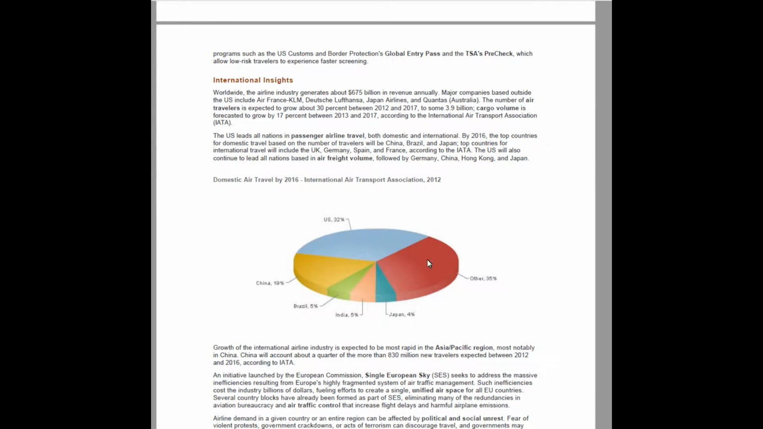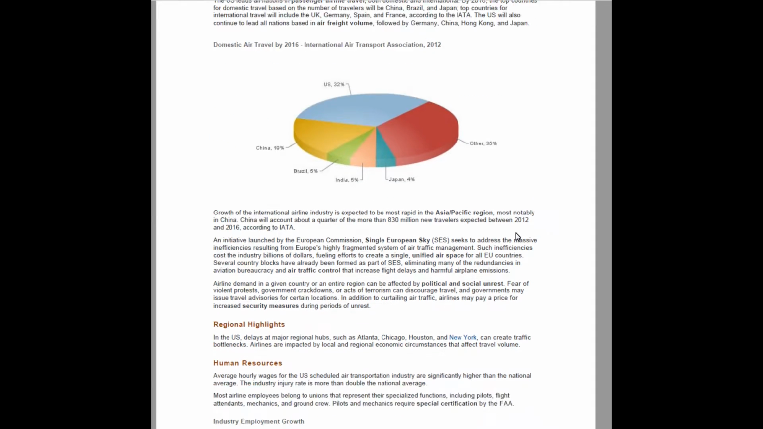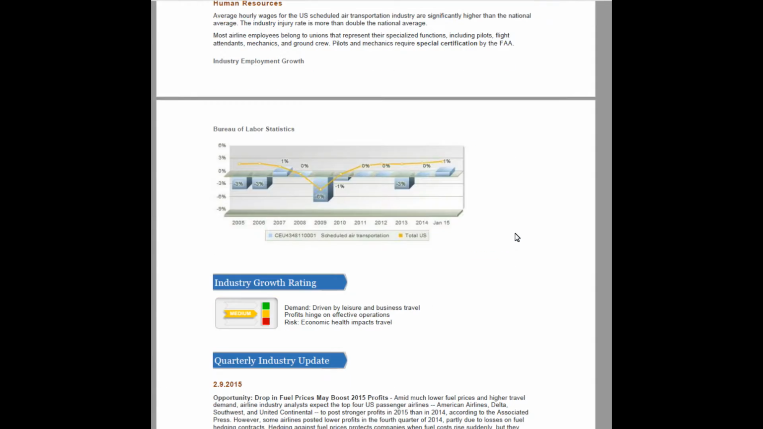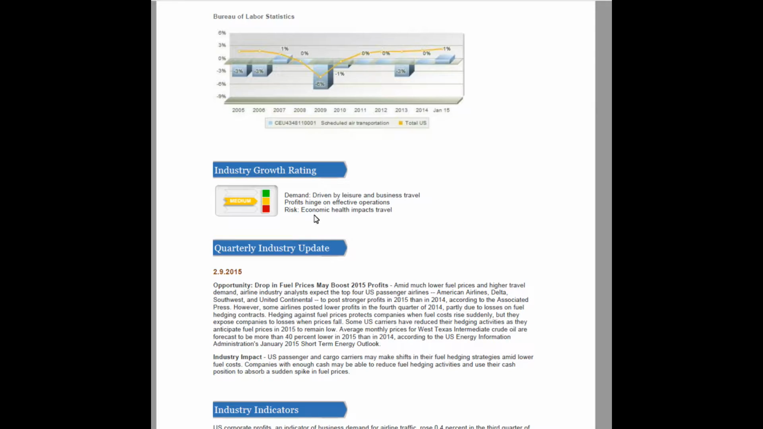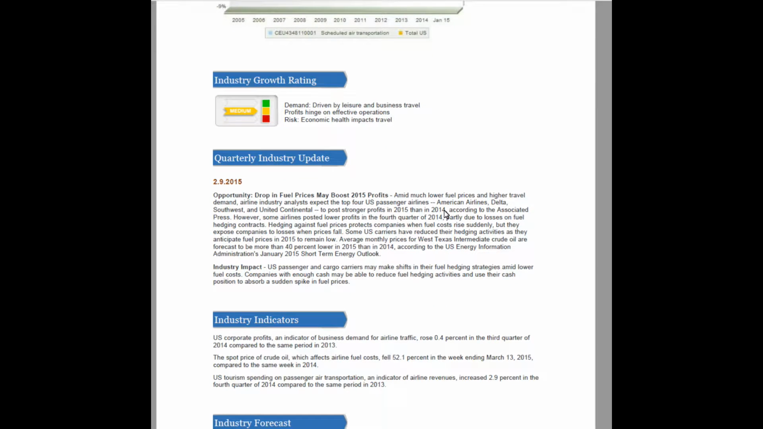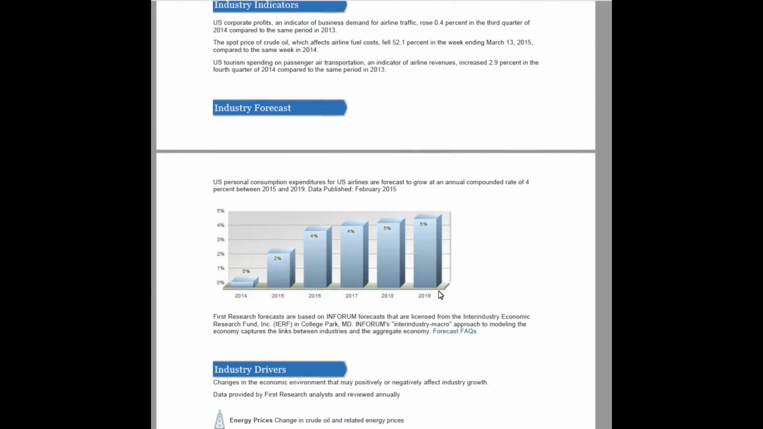Here's some issues about international. That's an issue for almost all industries these days. You come down through here. Here's some industry growth rating ideas that might be interesting for you to know about. Quarterly industry updates. Again, some issues that may be challenges or opportunities that may be affecting that industry in the particular short term. Here's some indicators. Here's a forecast. Now, forecasts are important because you need to know how much the industry might be growing over the next period of time.